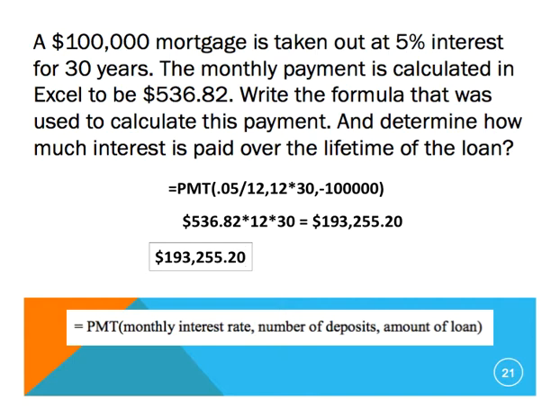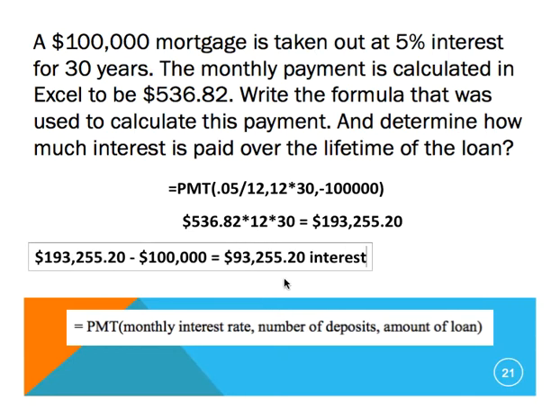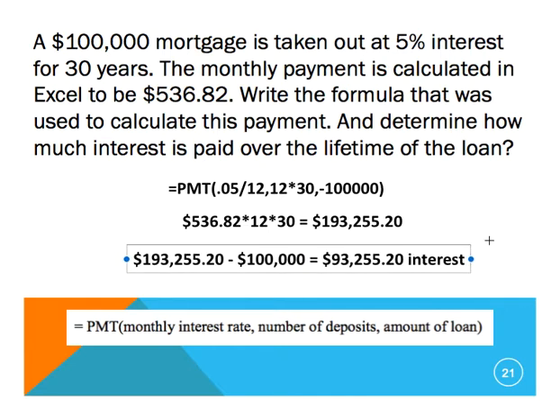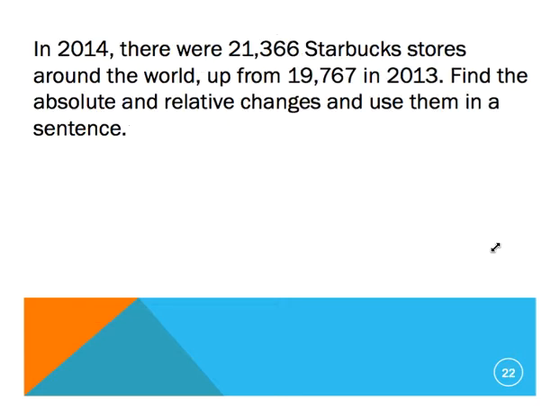And if you think back to this question, we know that the principal amount is going to be $100,000. So if we subtract those two, that is going to give us the amount of interest. So they pay $100,000 towards the principal, and then the other $93,000 actually goes towards the interest. So again, you have to take your payment, multiply by 12 to get the yearly amount, multiply by 30 to get the total amount that's paid, and then you subtract the original mortgage amount in order to get the interest.